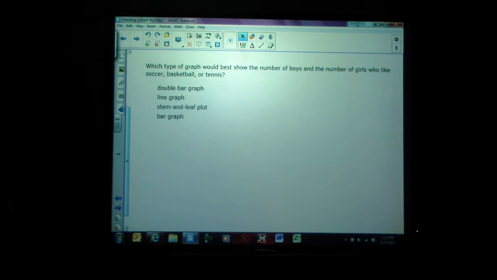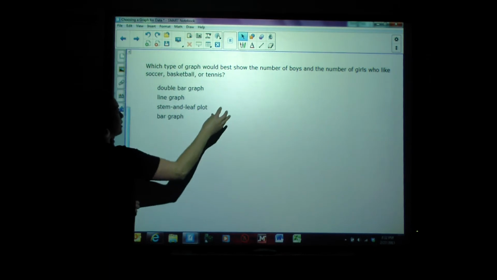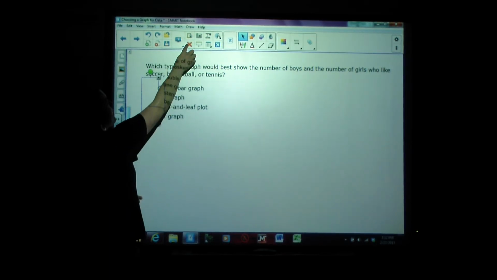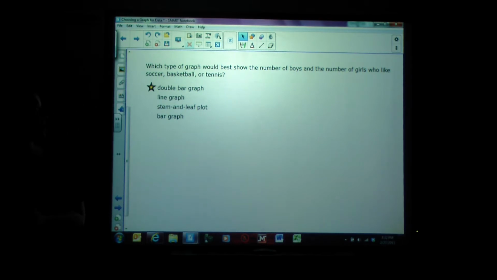Okay, which type of graph would best show the number of boys and the number of girls who like soccer, basketball, or tennis? Double bar graph, line graph, stem and leaf plot, or bar graph? Well, we're talking about boys and girls, so we have boys and girls and then 3 different categories each. So actually in this case double bar graph would be better than bar graph because one of the bars could show what the boys prefer and one of the bars could show what the girls prefer.